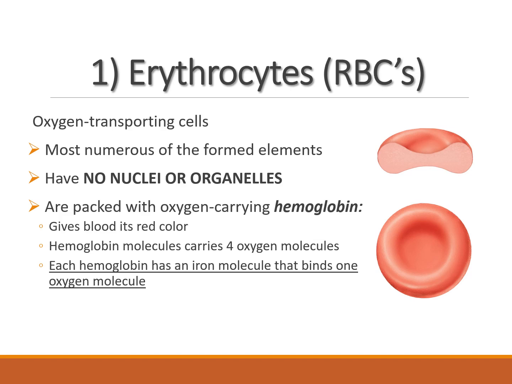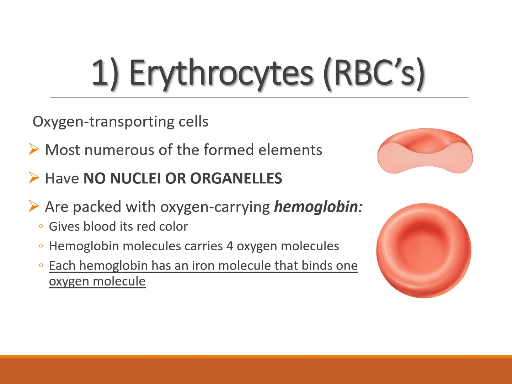So they're chock full of hemoglobin. And hemoglobin is a molecule that carries oxygen. Okay, so a hemoglobin has an iron molecule in it, and the iron is what is actually binding the oxygen molecule. Okay, so one hemoglobin has 4 iron molecules, and each iron molecule can carry 1 oxygen. So that means each hemoglobin can carry 4 oxygen molecules. Okay, but each cell is chock full of hemoglobin. So each cell can carry lots of molecules of oxygen.